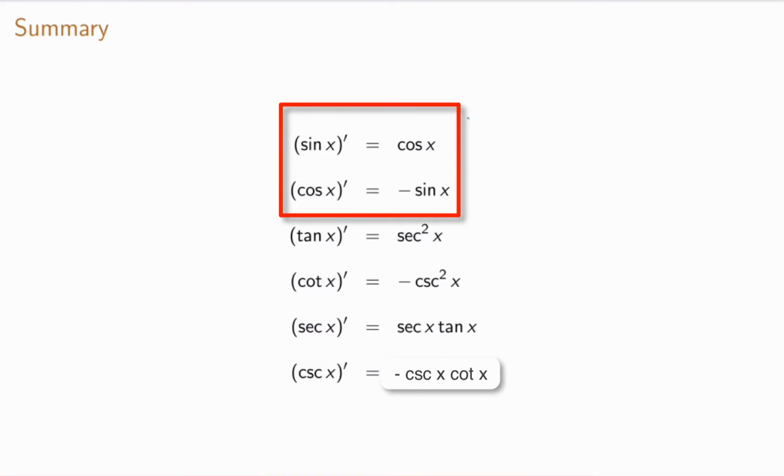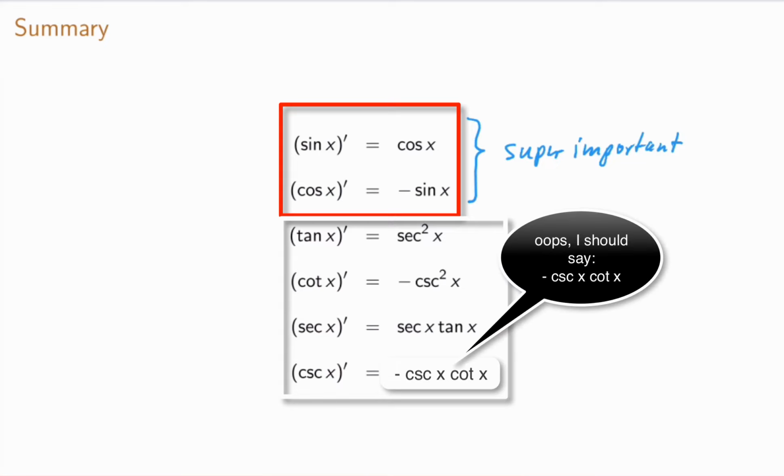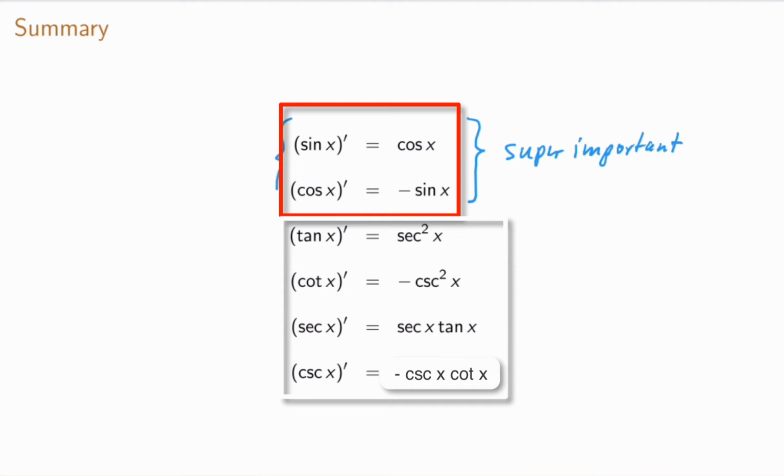So we have seen those two, and these are super important. Derivative of sine is cos, derivative of cos is minus sine. And then we have the other four, so the derivative of tangent is secant square, derivative of cotangent is minus cosecant square, the derivative of secant is secant times tan, and the derivative of cosecant is minus cosecant times cot. Okay, so you definitely should remember the first two. If you remember all 6, that would be even better, of course.